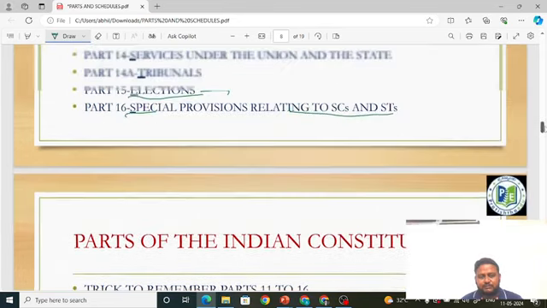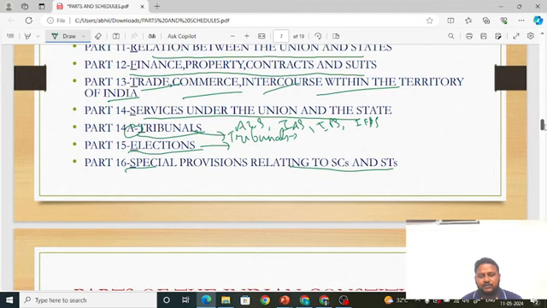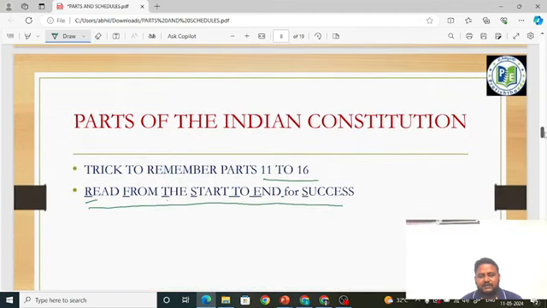We have to keep revising and use the mnemonics. T talks about tribunals, which I told comes under part 14A. And E talks about elections. And S talks about special provisions with respect to SCs and STs. So using the mnemonics, you can remember part 11 to 16.